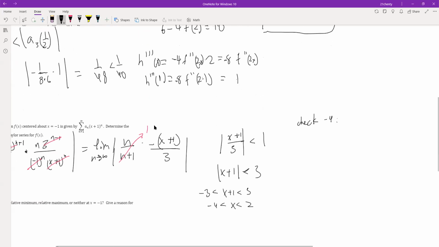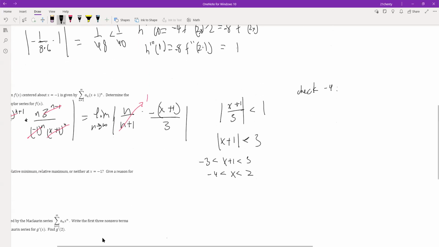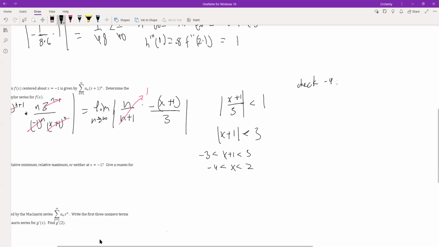I can't scroll for some reason. Oh, there we go. Hold on. It's not letting me scroll sideways.